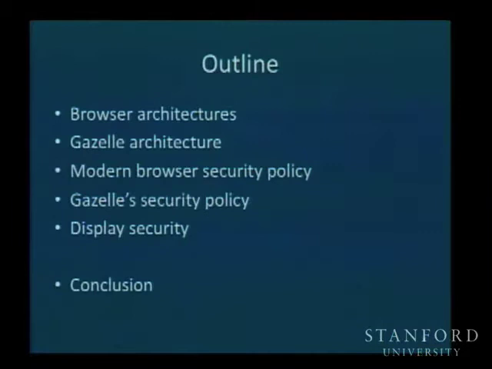So the outline for the rest of the talk: first we'll go over browser architectures as they are today, including recent browsers like Chrome and Internet Explorer 8, which just came out about a month ago. We'll talk about the Gazelle architecture and how it differs from the other browser architectures, as well as modern browser security policy. This is a quick overview of what's out there today and what the security policies look like, specifically how Gazelle tackles security policy. And one interesting aspect that we put in the tech report is this idea that we have some sort of display security being offered by Gazelle, whether it's a trusted path-like interface or some sort of security being offered in terms of the pixels that are actually presented to people on the screen. We also have some performance numbers and some implementation details at the end.